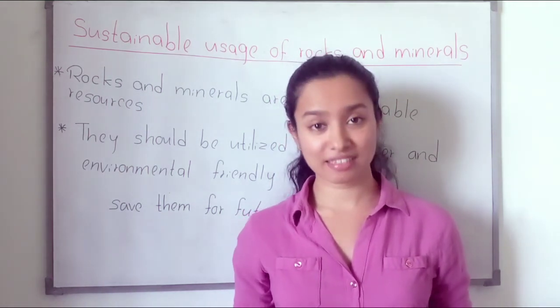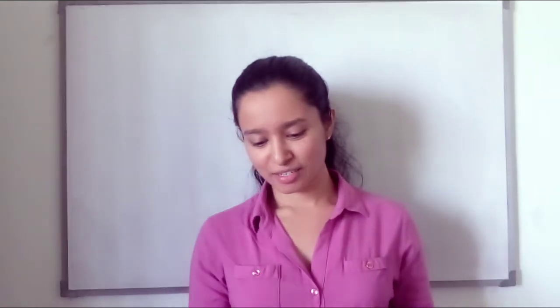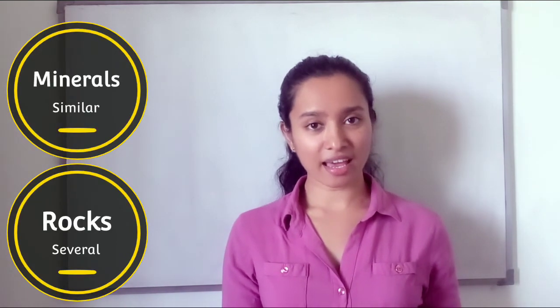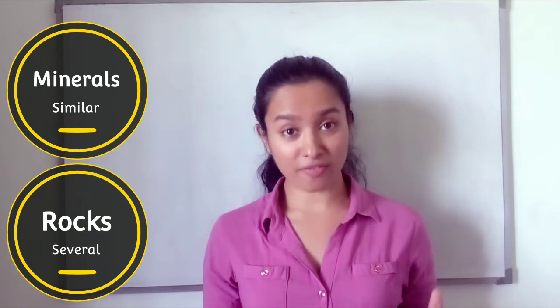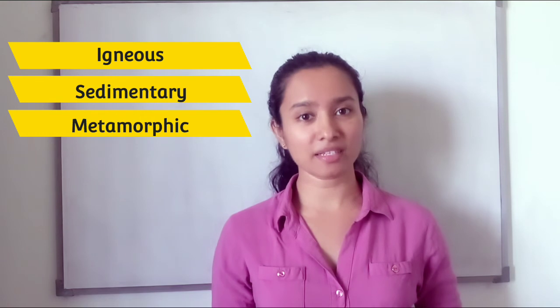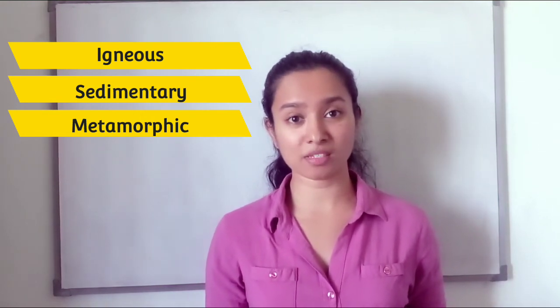Let's go to the summary. Our lesson was rocks and minerals. So first we discussed what rocks are and what minerals are. Minerals are formed with a single component and rocks are made with several components. And then we discussed the rocks. There are three types of rocks: igneous rocks, sedimentary rocks and metamorphic rocks. And you should know the examples for these types of rocks.